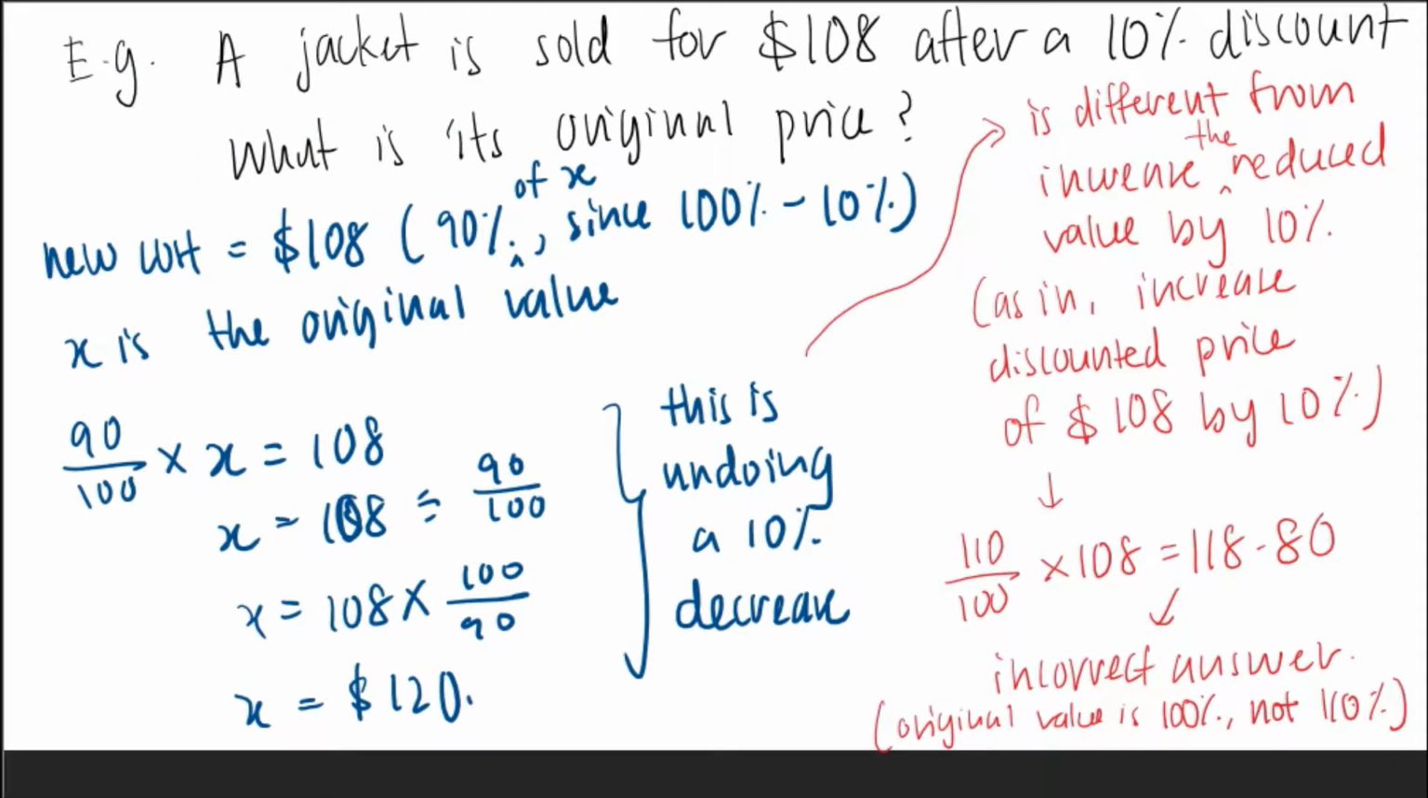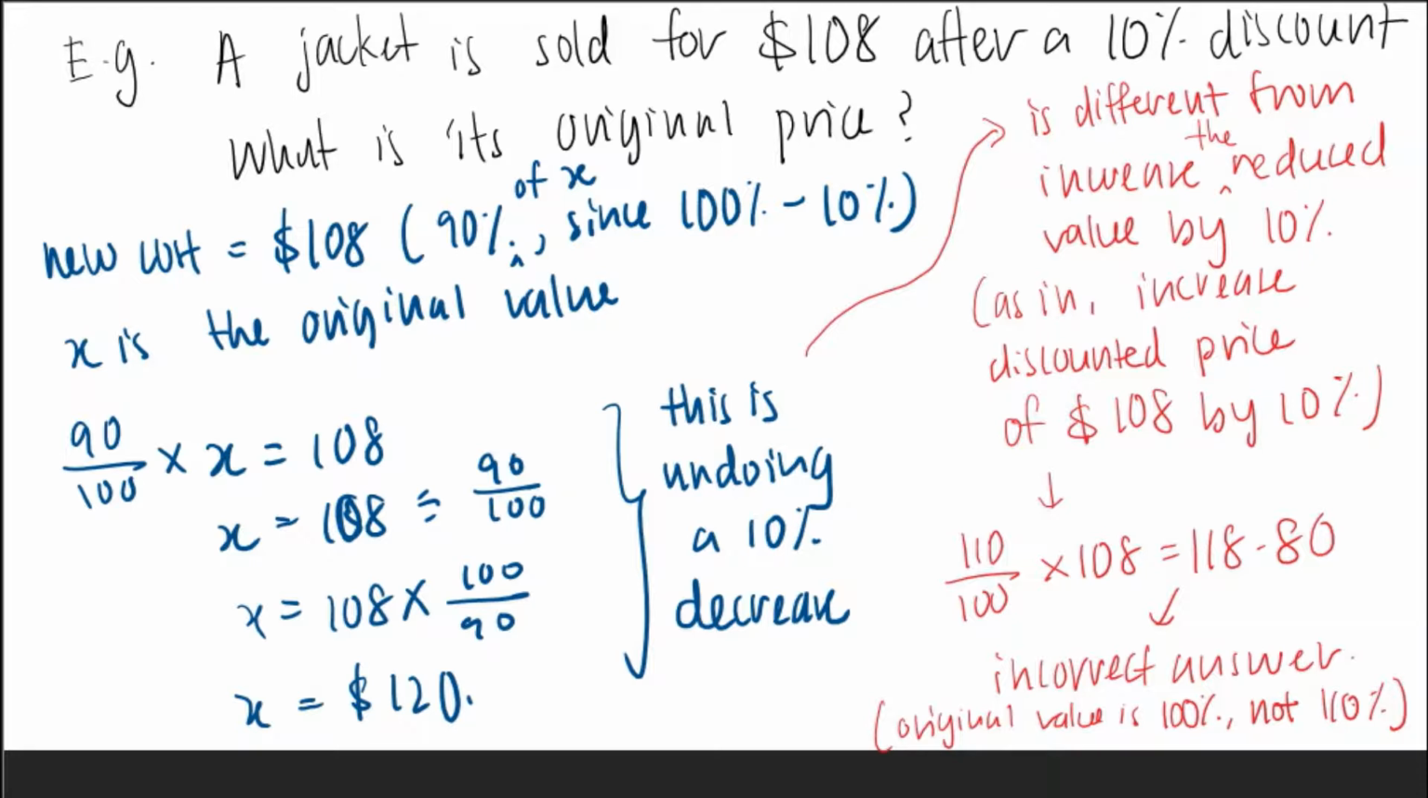Say that a jacket is sold for $108 after a 10% discount. So what's the original price? The new cost is 108, and this new cost is 90% of X, the original value, since 100% minus 10% is 90%. So in order to find the original, you have to go from 108. So 108 is 90 over 100 times X, because 108 is 90%. So you move it to the other side, divide by 90 over 100.